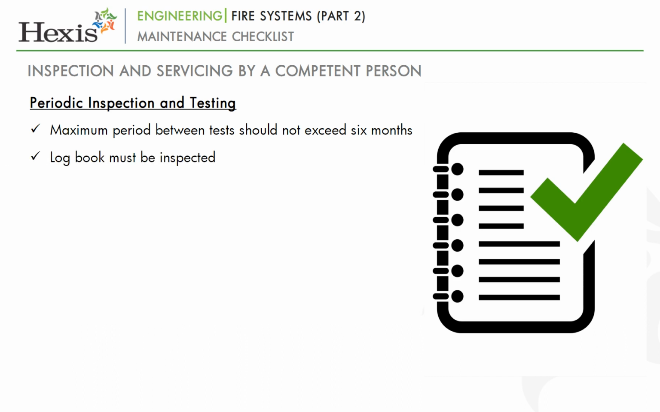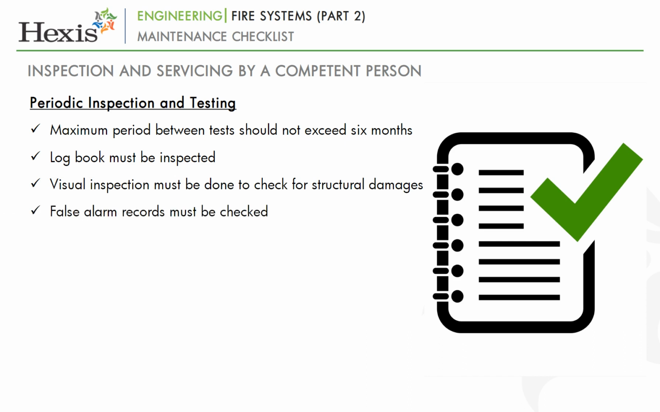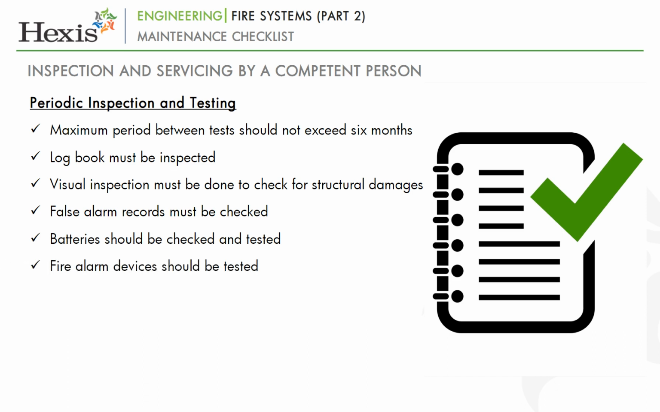The logbook should be inspected. A visual inspection should be made to check whether structural or occupancy changes have been made that require changes to the fire detection and fire alarm system. False alarm records should be checked and relevant action taken if necessary. Batteries should be checked and tested. Fire alarm devices should be tested.